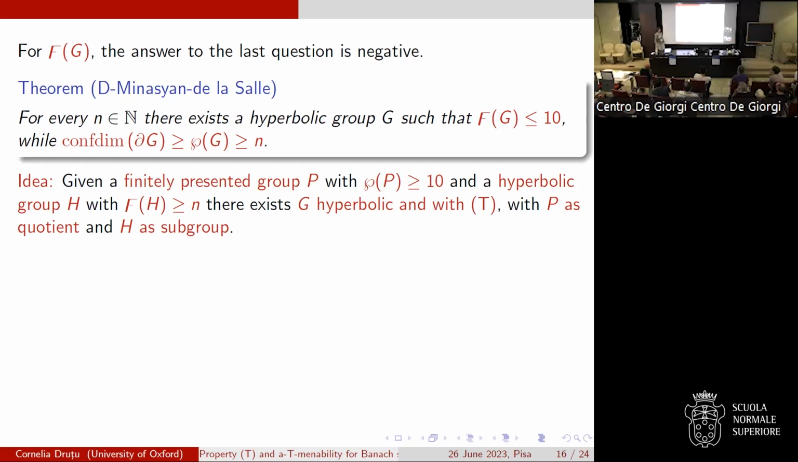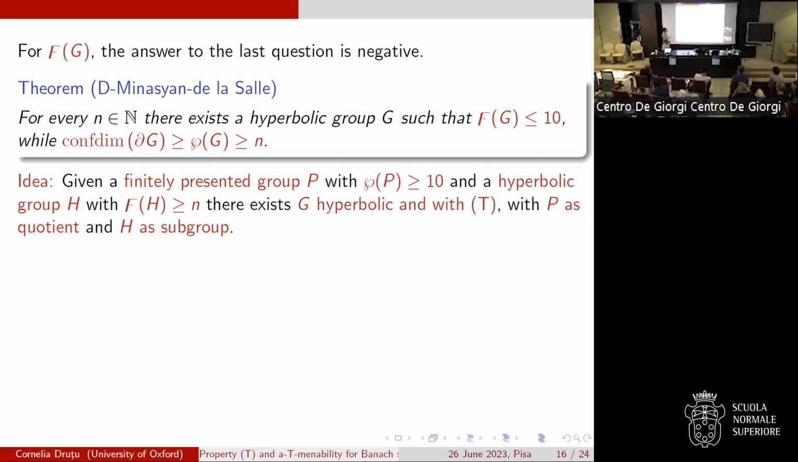And the way we do this is that we use the usual small cancellation techniques to construct hyperbolic monsters. So some of these techniques also enter the Gromov monsters constructions. So given any finitely presented group P and every group H, we're just able to construct a hyperbolic group with property T, which has P as a quotient and H as a subgroup.